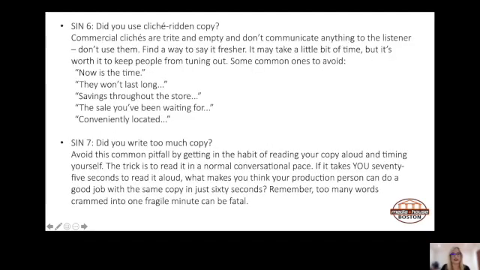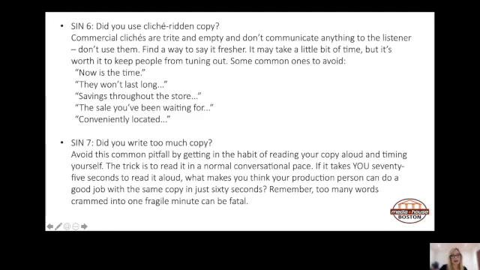So number 6, did you use cliche-ridden copy? Commercial cliches are in essence useless and a waste of airtime, and they don't communicate anything to listeners, so don't use them. Okay, find a way to say it fresher. It may take a little bit more time, but it's worth it to keep people from tuning out. Some of the common ones to avoid are things like "now is the time," "they won't last long," "savings throughout the store," "the sale you've been waiting for," "conveniently located." So stay away from things like that, okay?